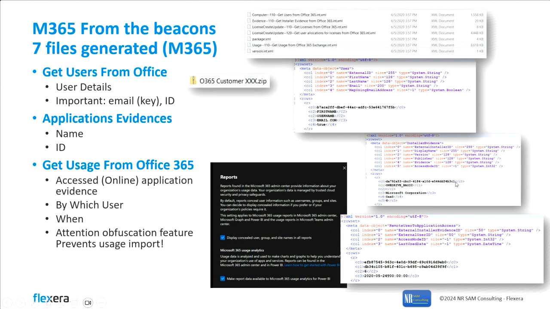You see here, you have some UUIDs for the users, UUIDs for the application. So the data is quite cryptic, I would say, and very important, you need to make sure that in your Microsoft portal settings, you don't check on obfuscation. Otherwise, the data that will be generated will miss some of the keys that Flexera is using to create and link the users to the subscriptions, for instance, or the applications. So be very sure that no obfuscation feature is checked. The setting 'display concealed user, group and site name in all reports' means don't obfuscate.